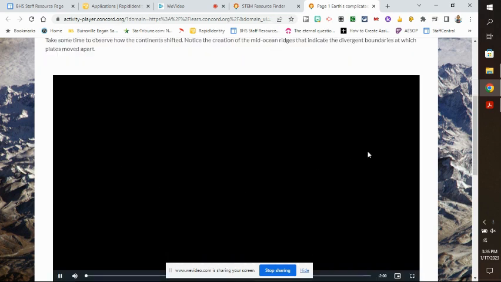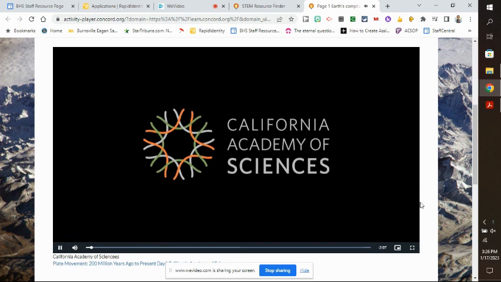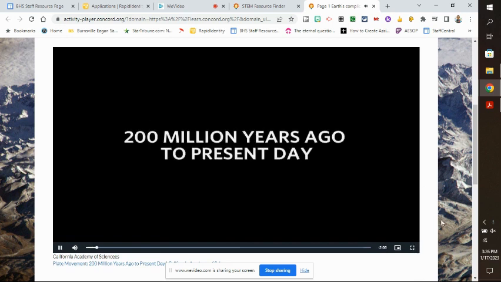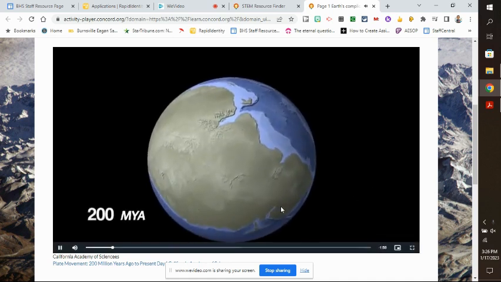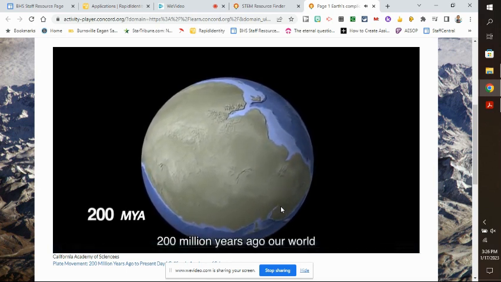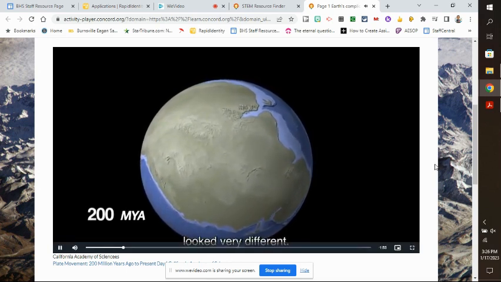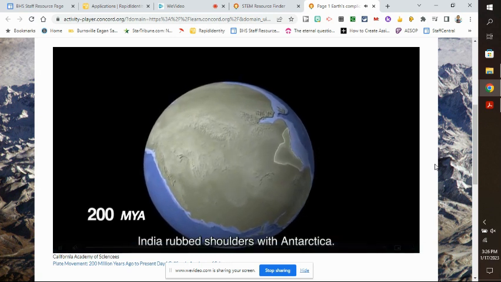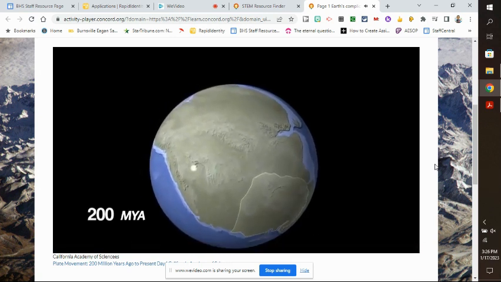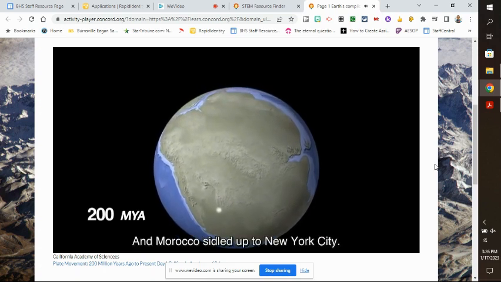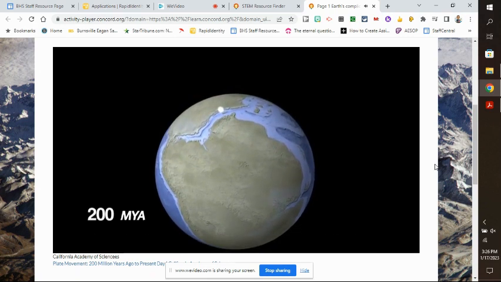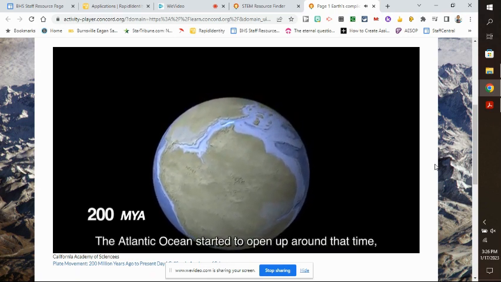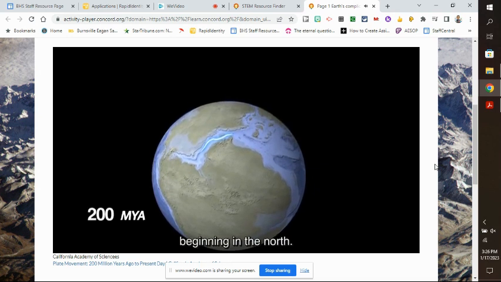Let's take a look at this animation. From 200 million years ago to present day. So this is pretty much when I was in high school until today. You can read the bottom. It's talking about where things were located 200 million years ago. The Atlantic Ocean started to open up around that time.